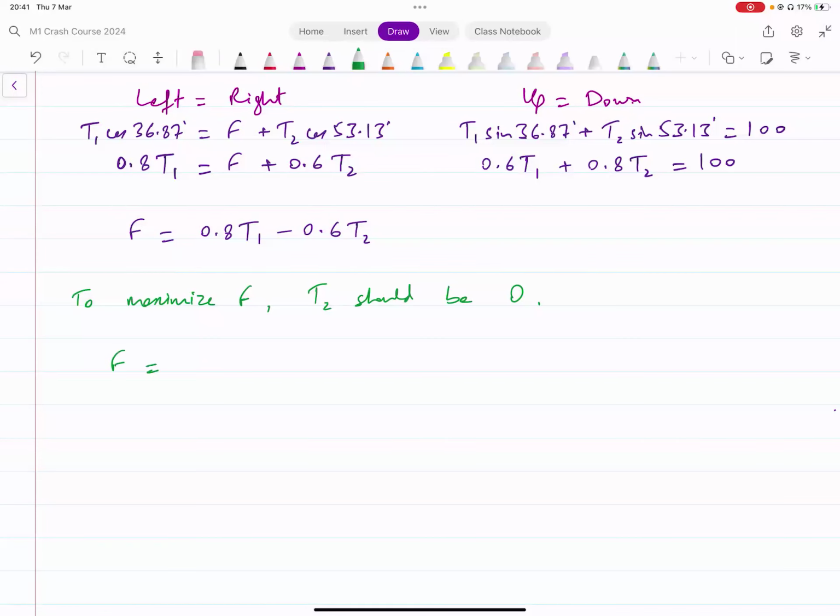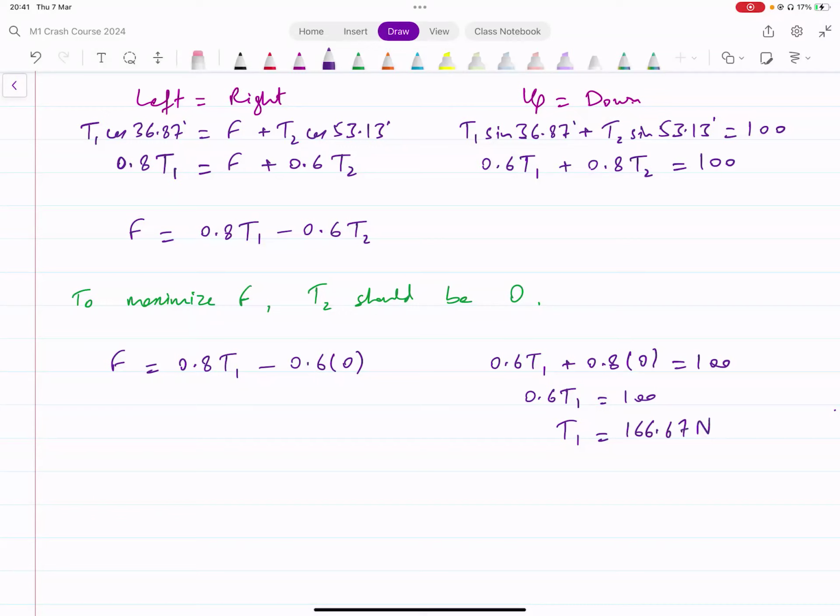We get f equal to 0.8 T1 minus 0.6 into 0. Now, we still have two unknowns here. We put T2 equal to 0 in the second equation as well. That gives us 0.6 T1 plus 0.8 into 0 equals 100. And that gives us 0.6 T1 equal to 100. T1 turns out to be 100 over 0.6, which is 166.67 Newton. That's the maximum possible value of T1 that we have.